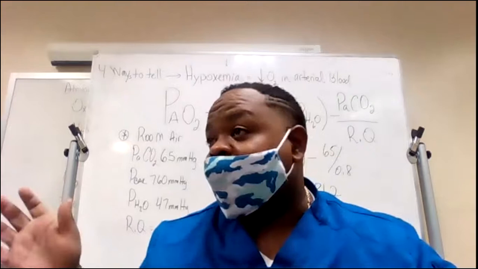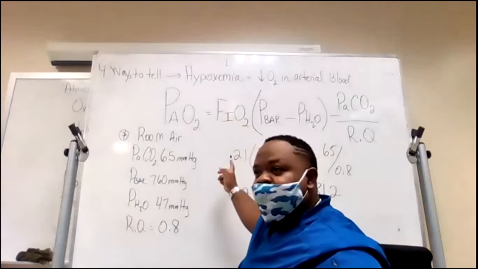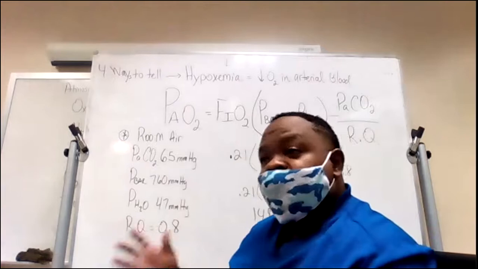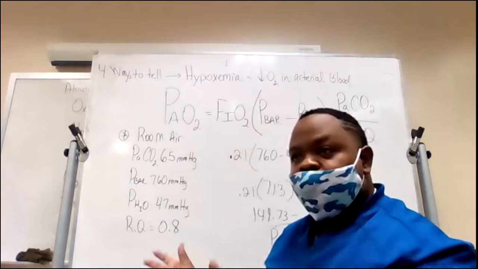It can be really high, because what if they're on 80% oxygen? Then that would be an FiO2 of 0.8, and that's going to make the number larger. But you want the PaCO2 to be 100? No, you want the PaCO2 to be 40. If PaCO2 is 40, that's normal. When everything is normal, then your PAO2 should end up being 100.